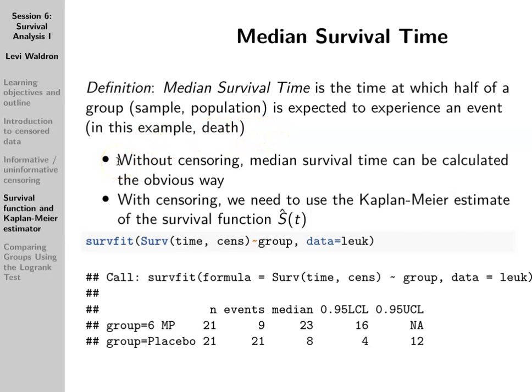If there were no censoring, then this median survival time can be calculated in the obvious way. You just take all of your times to event and take the median. But with censoring, you need to use this Kaplan-Meier estimate because otherwise you're not accounting for the fact that some of those times end in censoring, whereas others end in event.